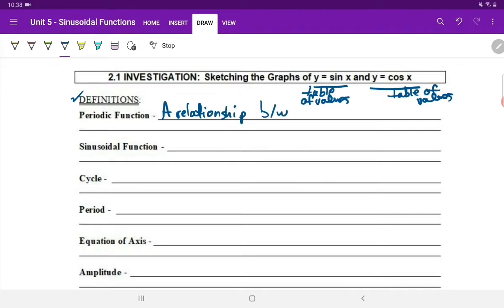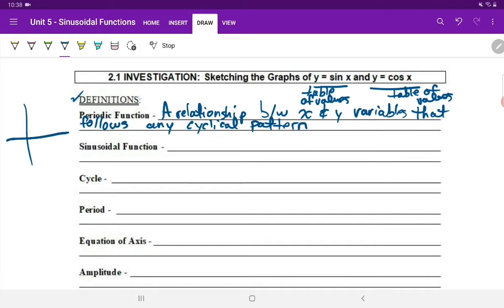between x and y variables that follows any sort of cyclical pattern. Okay, so it could be any sort of graph that follows a cyclical pattern.